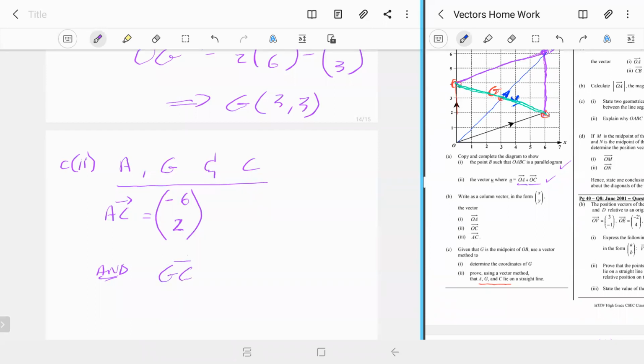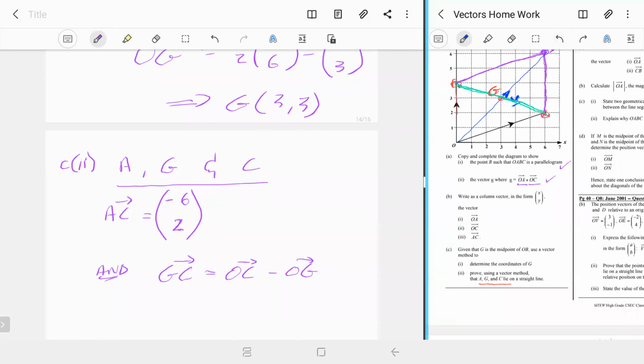But because we don't have GC yet, we have to calculate it. GC, remember now, is OC minus OG. Based on the diagram, GC is negative 3, 1. That's the vector to go from G to C. It's G here and C here, negative 3, 1, right?